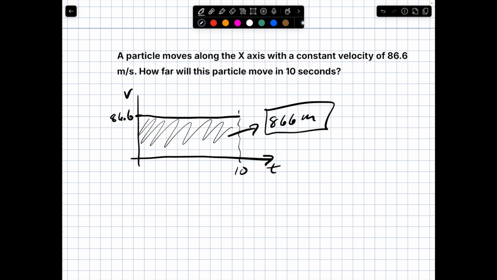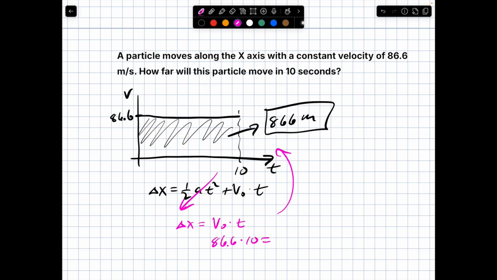Now I guess I could even do this. I could say displacement. We know the equation, right? It's 1/2 at squared plus v sub o times t. But since the acceleration is 0 in this case, that goes away, and I'm just left with delta x equal to v sub o times t, which is exactly what I did there on the velocity graph. So it's just 86.6 times 10, which is 866 meters.